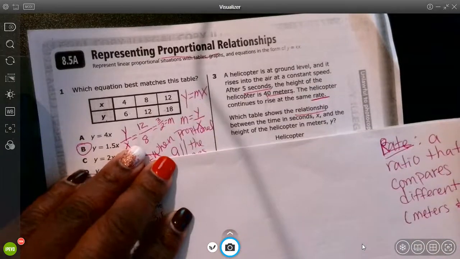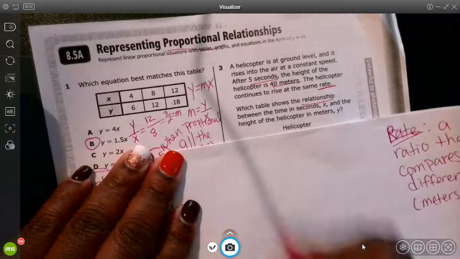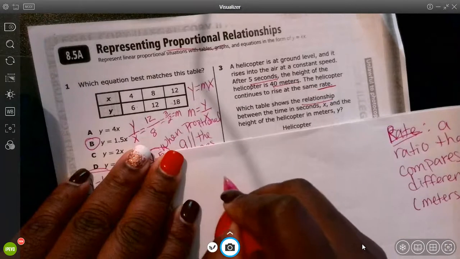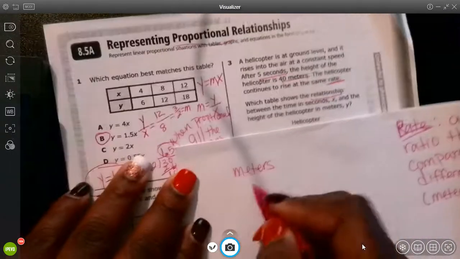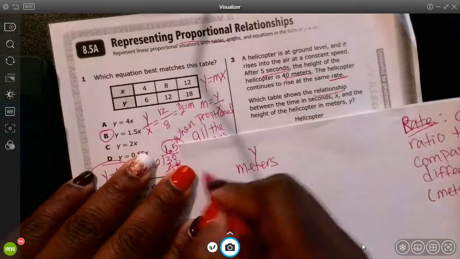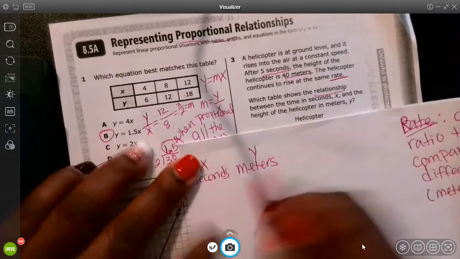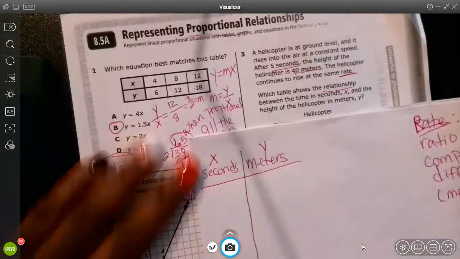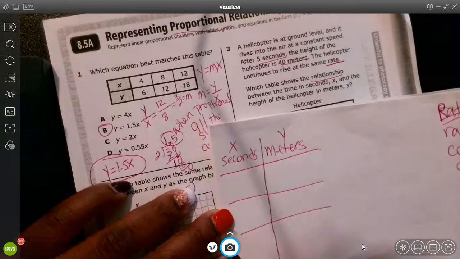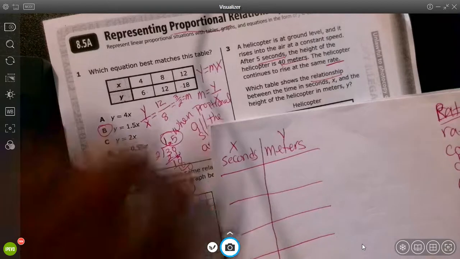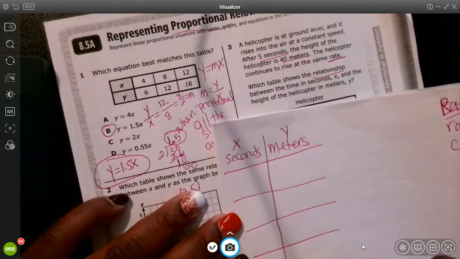So the first thing that I must do to be able to do that is to go ahead and label my vertical table. Oh wait, I'm sorry, meters is our Y, and my X is my seconds. So the first thing I'm going to do is make my own table. The second thing I'm going to do is draw a couple of lines. They give us some very important information: 5 seconds is 40 meters high. So I'm going to add that to our table here.